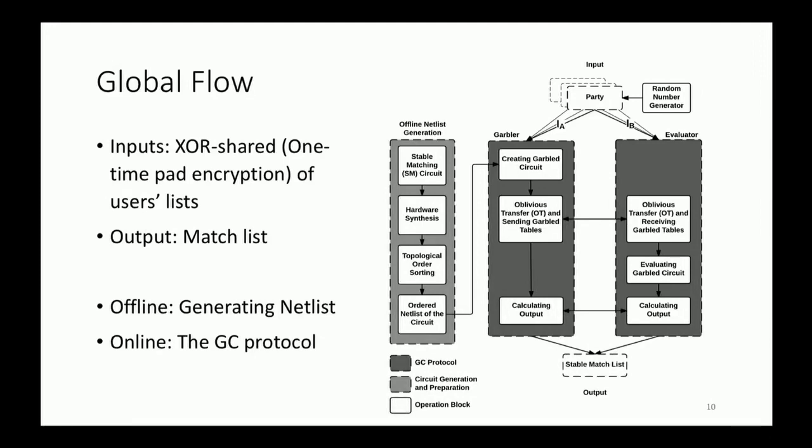This is an input to the GC protocol that is run by two servers, one acting as garbler and one acting as evaluator. These steps here are offline, and they have to be performed only once. And these building blocks here are the description of the GC protocol that I discussed before: garbling, communication, evaluating, and merging the result. Each party that wants to participate in the stable matching has to send two different encryptions, which are XOR shares of their input preference list, to the two servers. Then the two servers run the GC protocol using this sorted netlist. And at the end, they merge the result to output the stable match list.